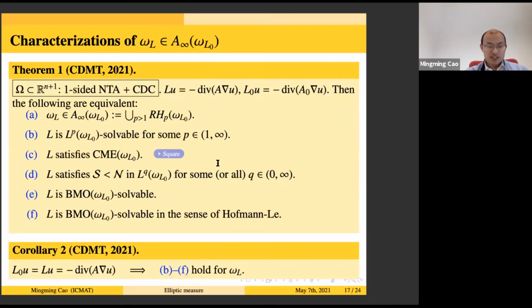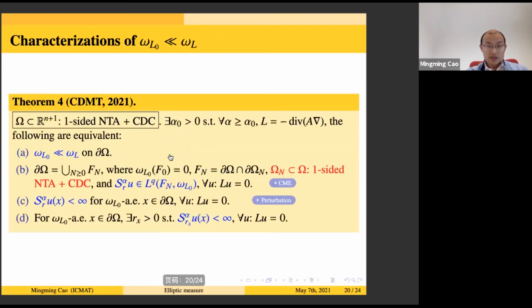Here, we prove that omega L in A infinity is equivalent to the Carleson measure estimate, and it is also equivalent to the S less than N estimate. Theorem 4 is a qualitative version of theorem 1. A infinity turns into absolute continuity. The qualitative analog of the S less than N estimate becomes a local LQ estimate for the truncated square function, and the Carleson measure estimate is also connected to the local LQ estimate for the truncated square function.